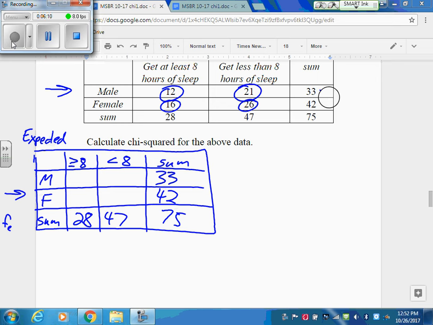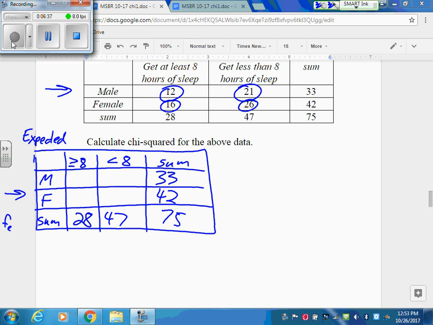What I'm not copying over at all are those original observed values that I still have circled. The number of males who got at least 8 hours of sleep, the number of females. I know the total number of males, I know the total number of people who got at least 8 hours of sleep, but I'm not putting down the specific individual values. Now, to actually get those values, what I'm going to do is take the row total times the column total and divide it by the grand total.